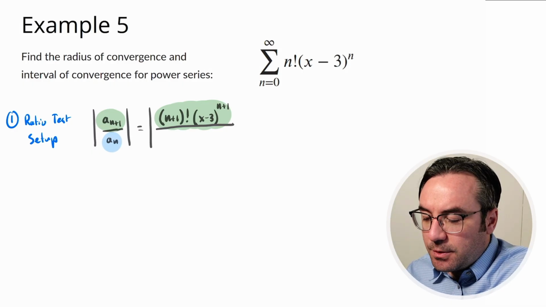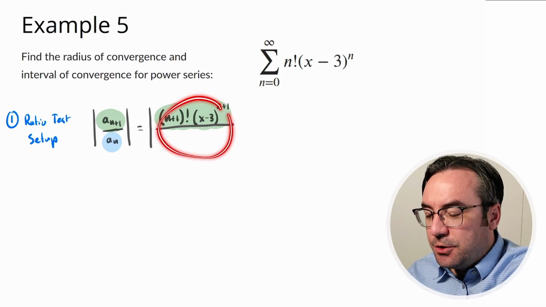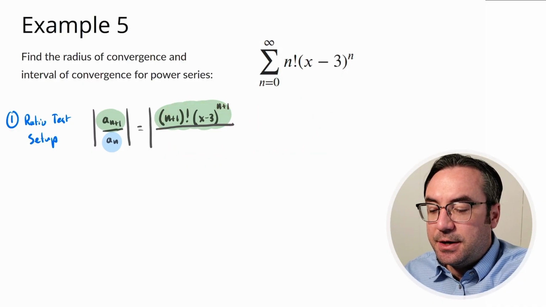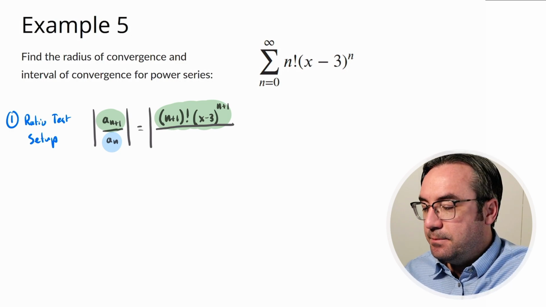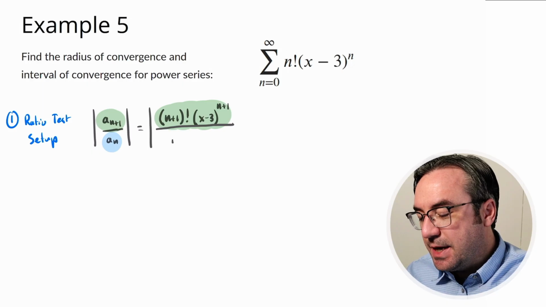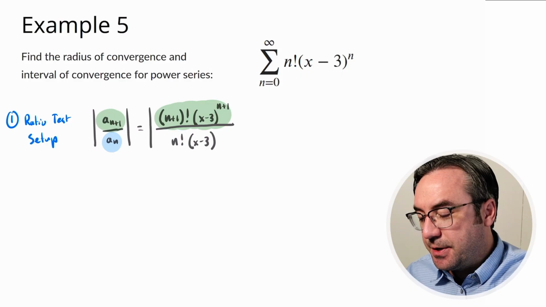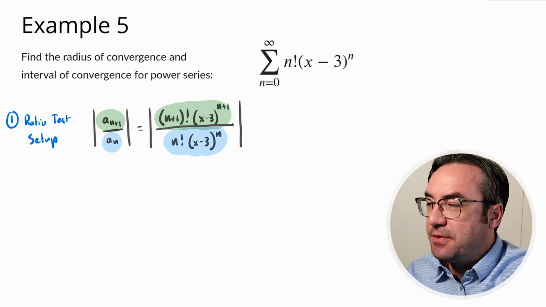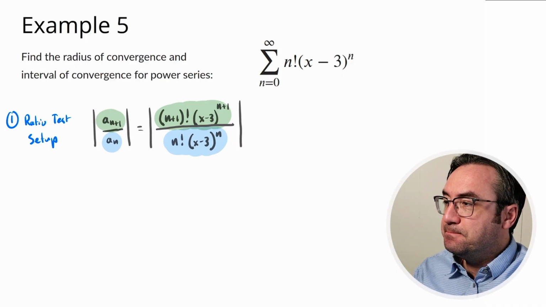And notice, normally when we go through the setup here, we do a separate fraction for each a_(n+1) and a_n. But because our series doesn't have a fraction, we don't really need to do that. So in the denominator, we'll have our n factorial times x minus 3 raised to the n. Okay, so now we want to simplify this down. So we group similar terms together.